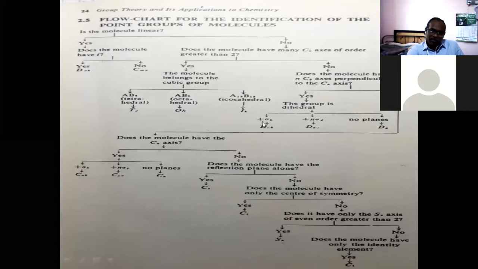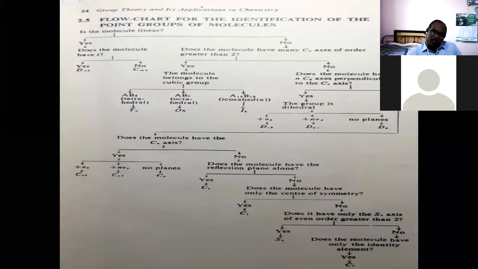Now, the question is whether it has sigma H. Yes, it has sigma H, the horizontal plane. Where is the horizontal plane? It is the molecular plane, the plane in which the molecule is cut into a thin sheet-like structure. That plane is perpendicular to the C3 axis which is present. Therefore, according to the condition, sigma H is present, so it belongs to the D3H point group. So this is how the point group is found out.